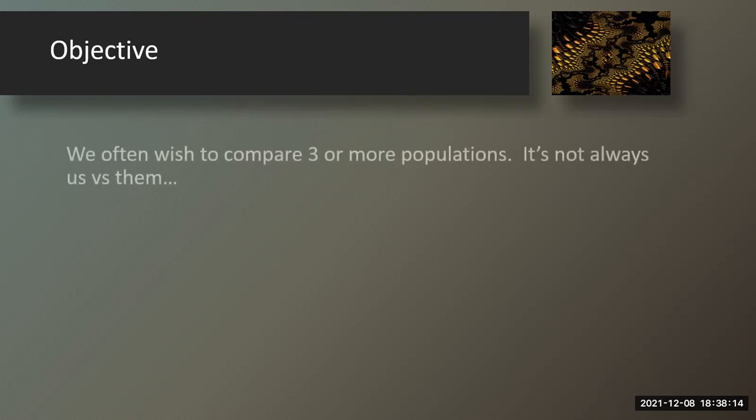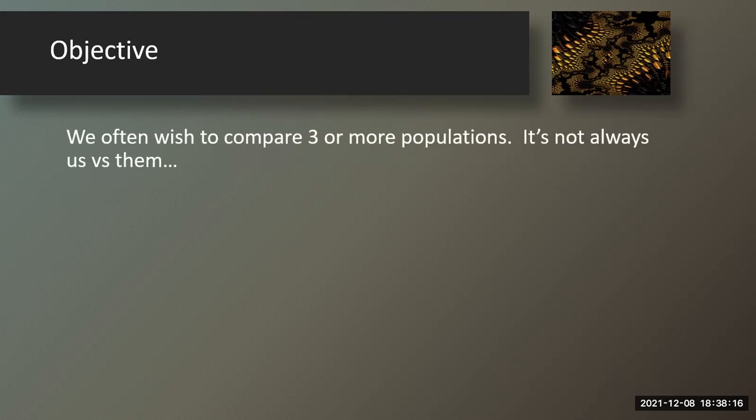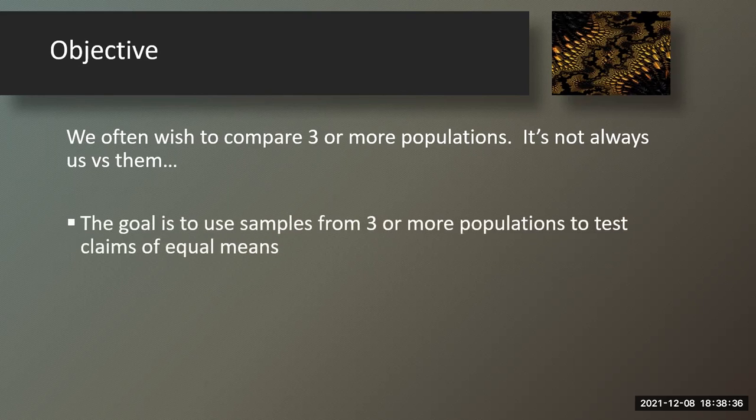Our objective here: we really do wish to compare three or more populations in many cases. The world is complicated. It's really not always just us versus them. So having a way to test claims about multiple populations is really the next logical step. It's a straightforward goal. We're going to use samples from three or more populations to test claims of equal means.